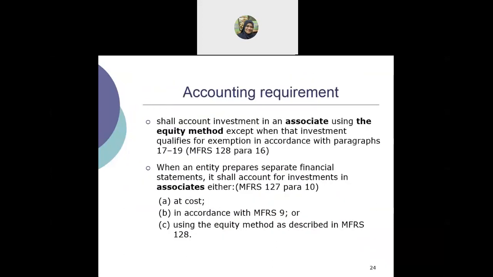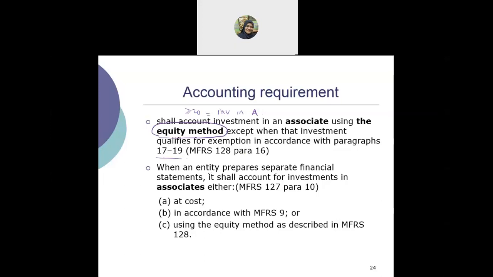So the accounting requirement here is that we need to account for the investment in associate using the equity method. It means that once your share is more than 20%, we consider this as an investment in associate. To account for an investment in associate, we are going to use the equity method, except when the investment qualifies for exemptions in accordance with paragraphs 17 and 19. If there are any exemptions here, you need to refer to these paragraphs.